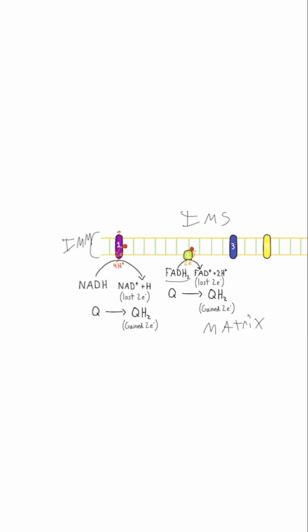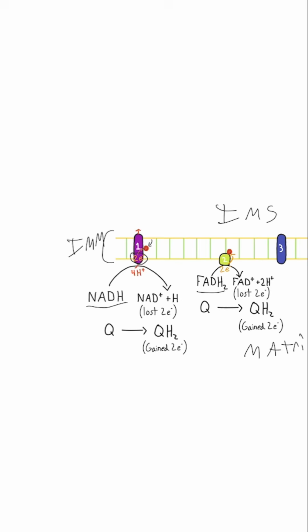At complex 1, you have NADH arrive, and this is mostly being made in the Krebs cycle, and it's going to transfer 2 electrons to this molecule of Q. Q is called ubiquinone. Once those 2 electrons arrive at ubiquinone, it's going to become a molecule of QH2, and that is called ubiquinol. During the transfer of those electrons, that energy that is given off is going to be used to pump 4 hydrogens into the inner membrane space.